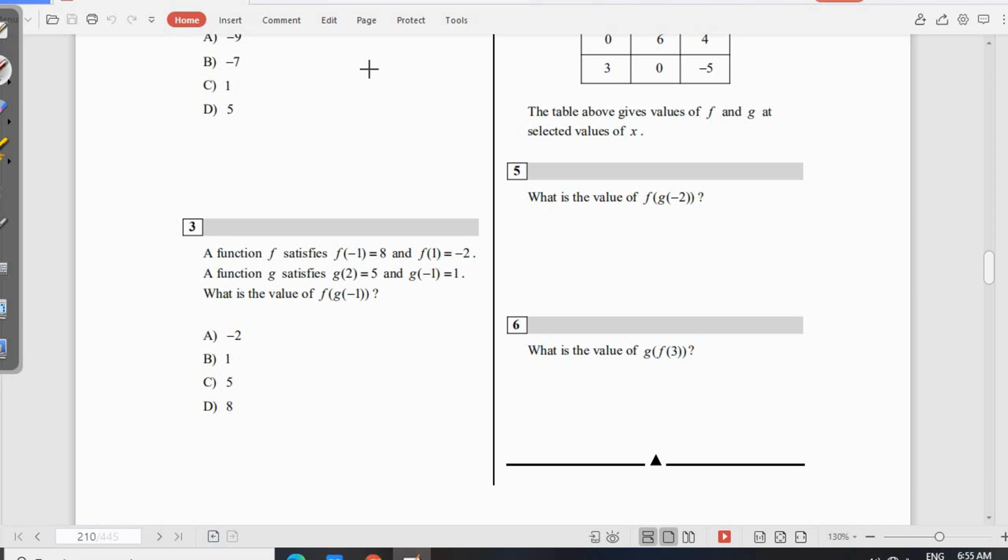Now this is almost similar to the previous f of g. The only thing is that you have to first do whatever g of minus 1 is. They said g of minus 1 is 1, so you have f of 1. And what is f of 1? f of 1 is minus 2. So that's the answer.